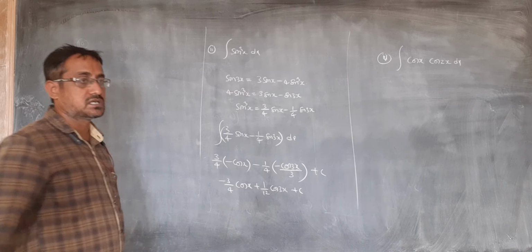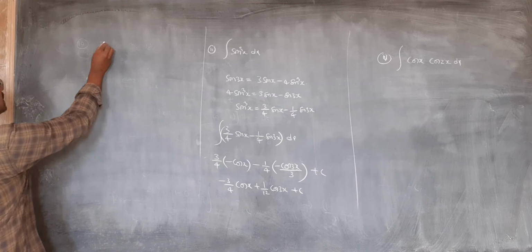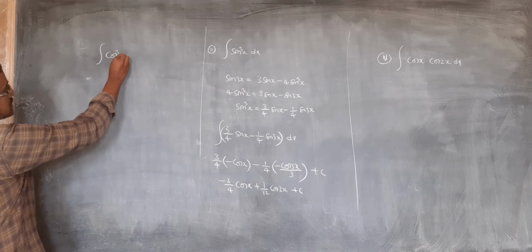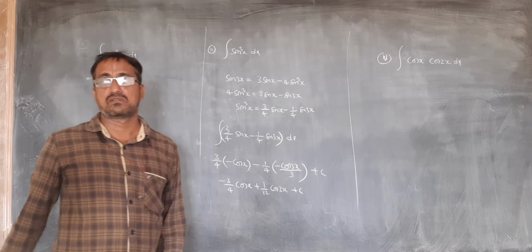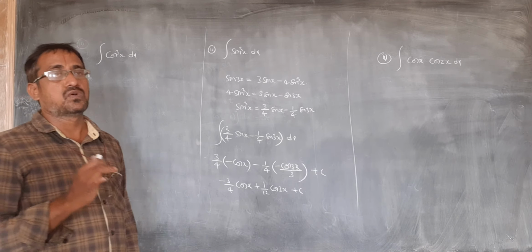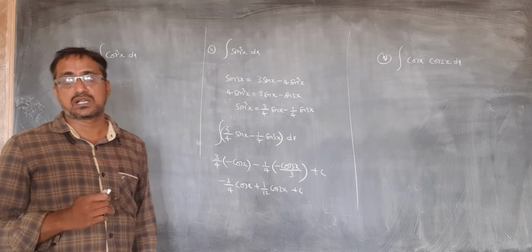That is the result. And we can try this one also, integral cos cube x, by taking the formula cos 3x. What is cos 3x? 4 cos cube x minus 3 cos x.